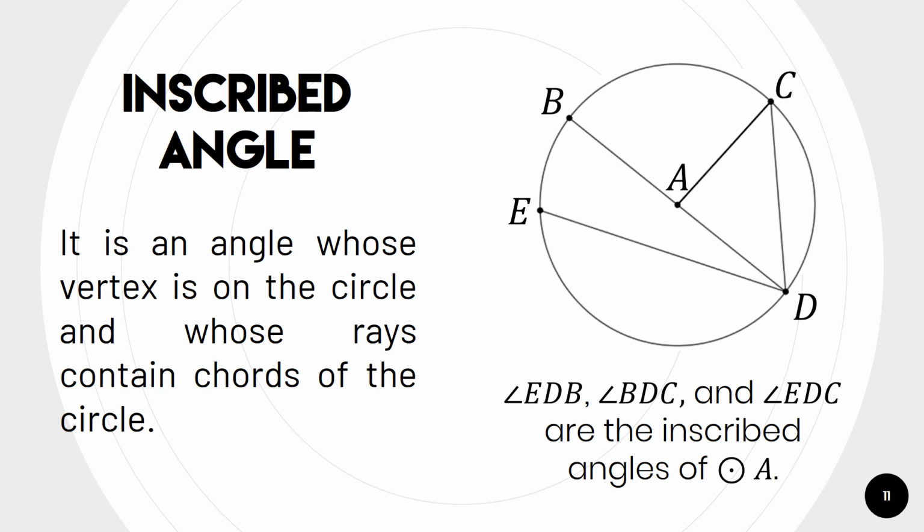It is an angle whose vertex is on the circle and whose rays contain chords of the circle. Chords ED, BD, and CD formed three inscribed angles, which are angle EDB, angle BDC, and angle EDC.